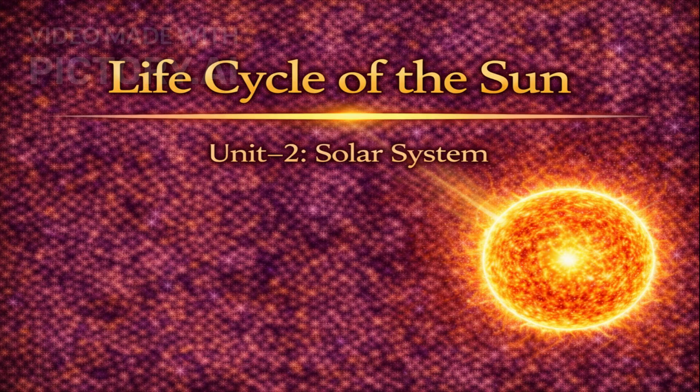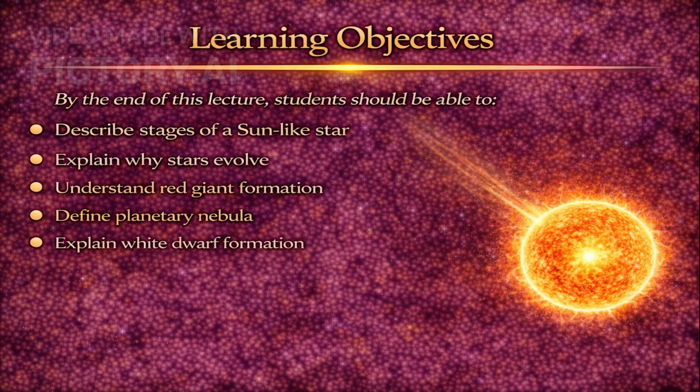Welcome to the fascinating journey through the life cycle of the Sun, a key component of our solar system. By the end of this lecture, you'll be able to describe the stages of a Sun-like star, explain why stars evolve, understand red giant formation, define planetary nebula, and explain white dwarf formation.